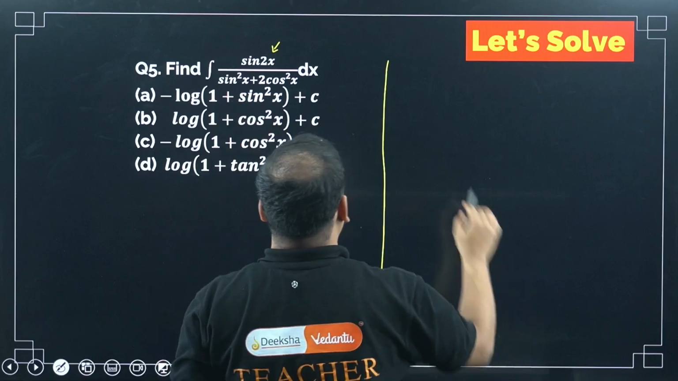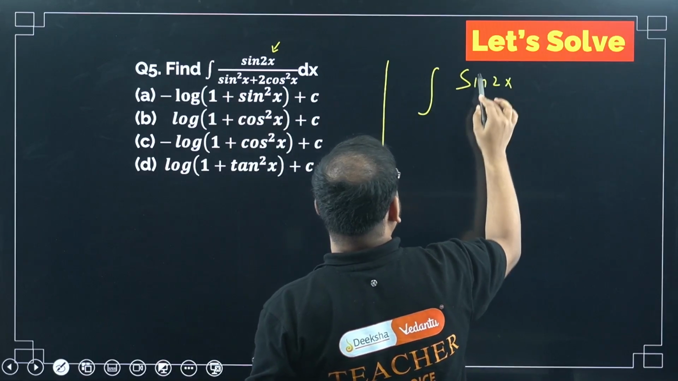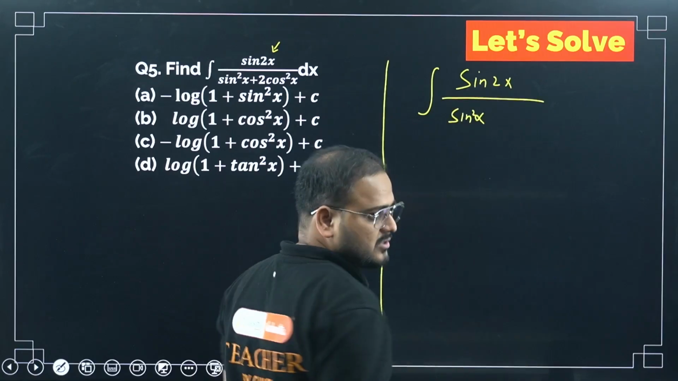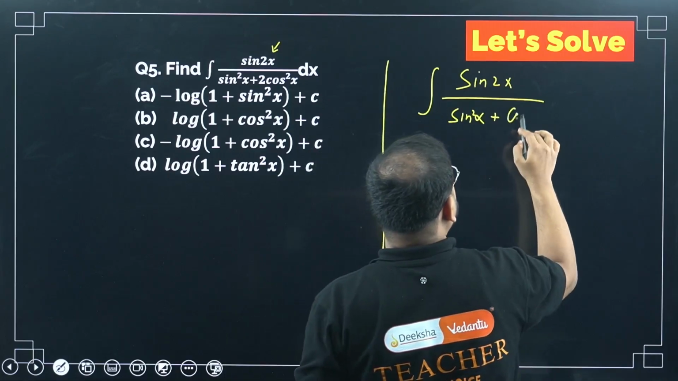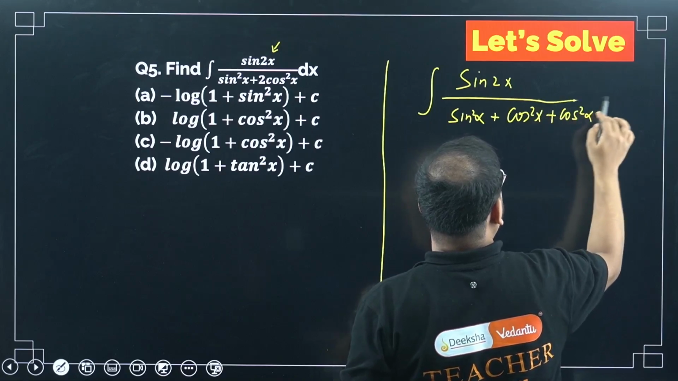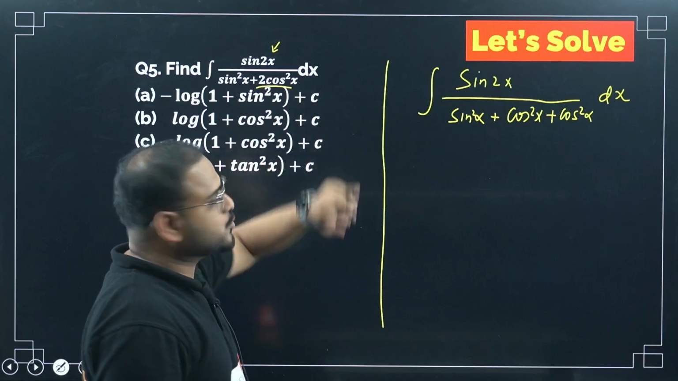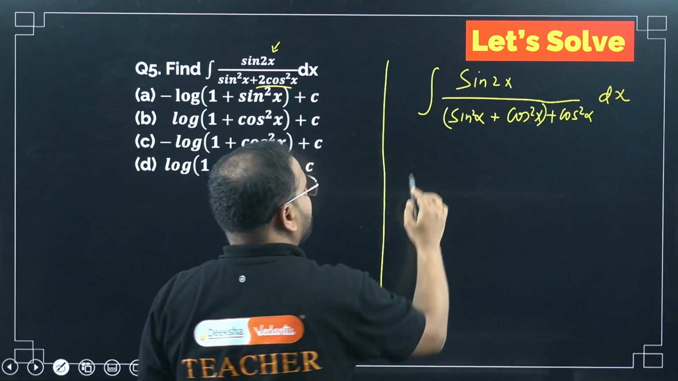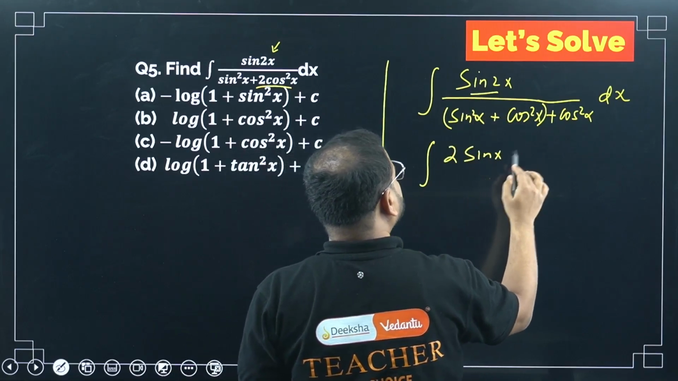In the denominator I am writing integration of sine 2x upon sine square x plus cos square x, plus cos square x, I can write, or not? Please check. How, sir? It's 2 cos square x. I'm writing individually. This will become 1. So I can write sin 2x as simply 2 sin x cos x.